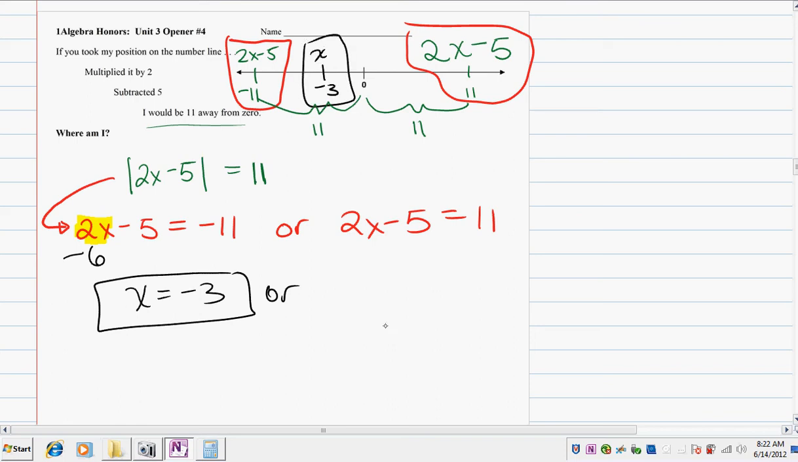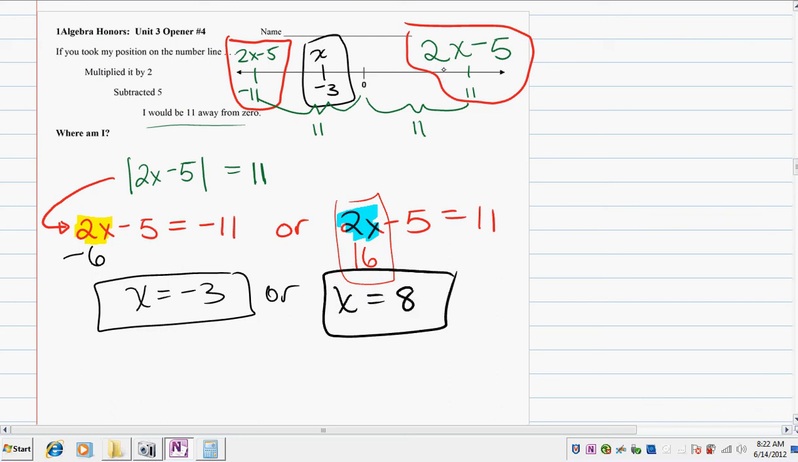Or, what could I take 5 away from to get 11? Well, this number right here must be 16, because 16 minus 5 is 11. So twice my position gives me 16, which means my position must be 8. So I'm at 8 is where x is. So I'm either here, where x is 8, or x is negative 3.